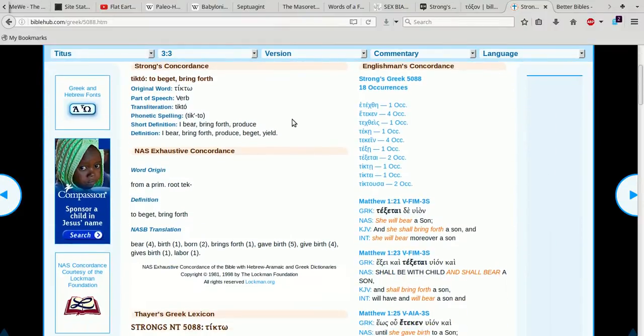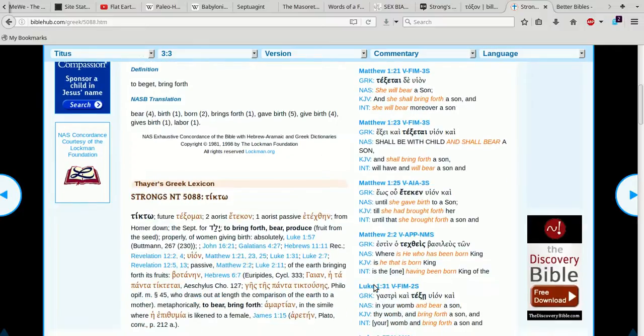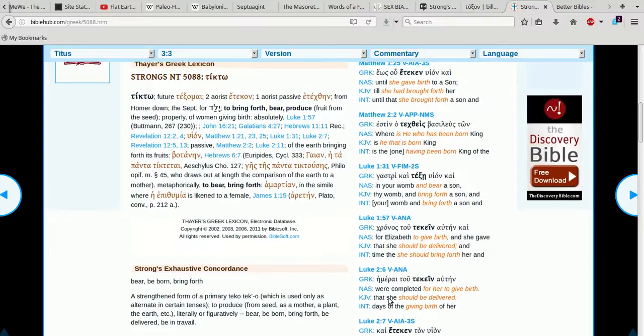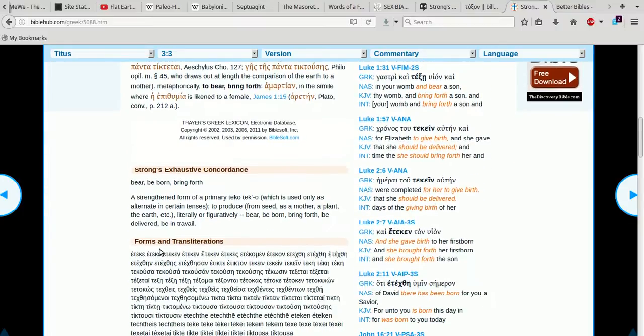Let's see, it says it's a verb, and it says to bear, to bring forth, to produce. That has nothing to do with cloths either. Look at how Strong's is keyed to the King James. This one gives the NASB translation as to beget or bring forth. Other words: to bear, birth, born, brings forth, gave birth, and so on. Then it gives its use in classical literature. Homer: to bring forth, bear fruit, produce. What does that have to do with a weapon of war?